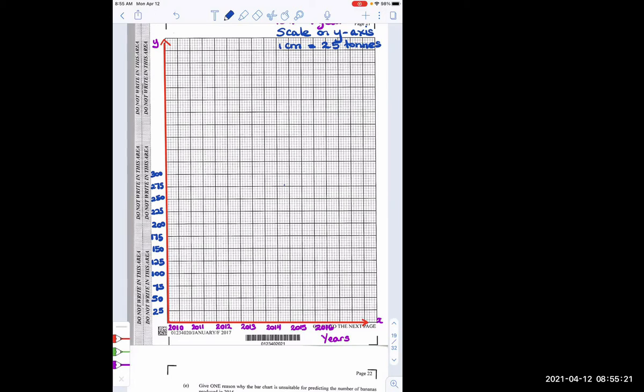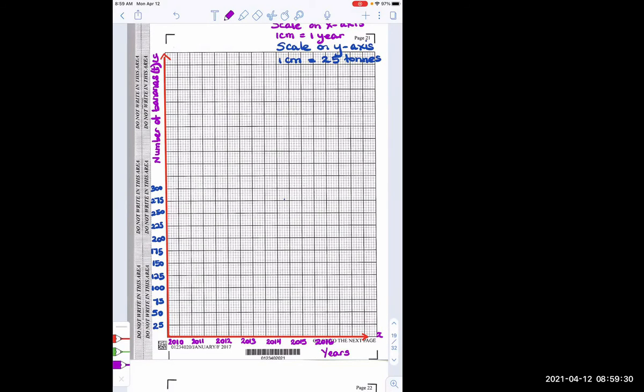Now we have to label the y-axis. We will call this the number of bananas, and this is in tons. All right, so label the X and label the Y. All right, does everyone have that so far? Yes. All right.